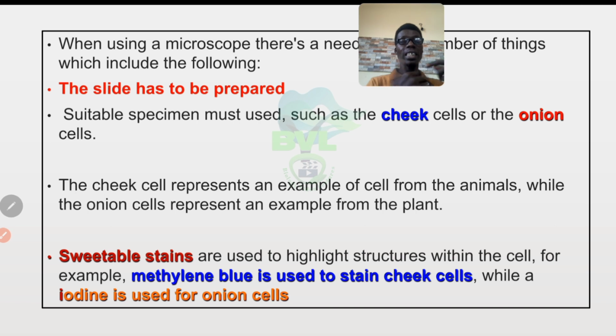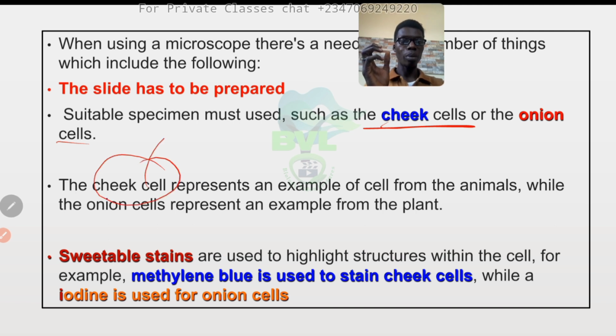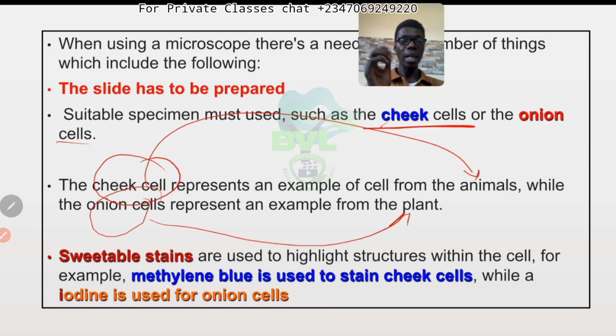Now, in this case we want to use two specimens, the cheek cells and the onion cells. The cheek cells, of course, come from the human, the normal kind of cheek cell inside. Then for the onion cells, you're going to peel the onion, the very thin layer of the onion. It says here that the cheek cell represents the cell from animals, while the onion cell represents the cell from plants.